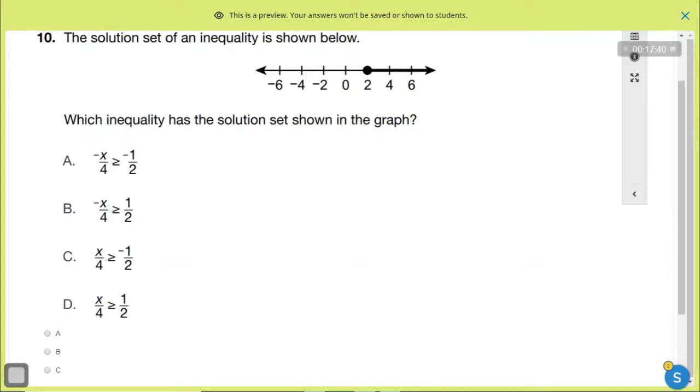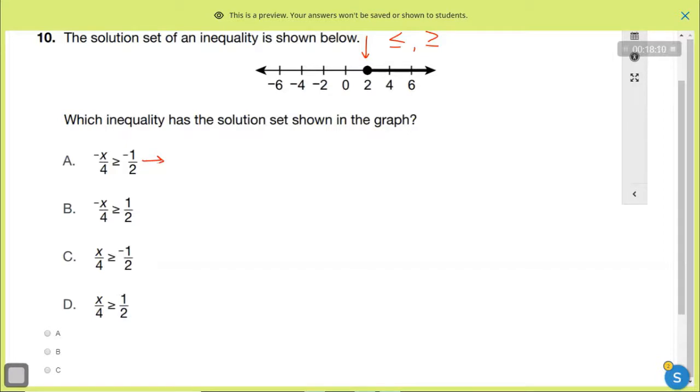First thing I would do before anything else, I can't really do it in this question, but you might have questions at work, is identify what type of reference point I'm dealing with. This closed circle means I need a greater than or equal to or less than or equal to in my original inequality. Well, the problem is all 4 of these are greater than or equal to, less than or equal to, so we can't eliminate our options just yet. So we need to solve each of these. Thankfully, these don't take long to solve.